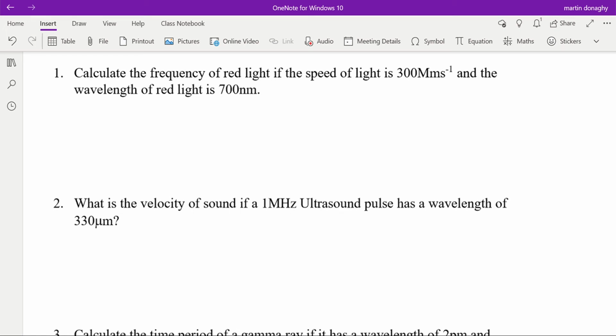Okay, let's look at these questions. We do exactly the same thing we do at GCSE. So, calculate the frequency of red light. I would always start off with F equals question mark.